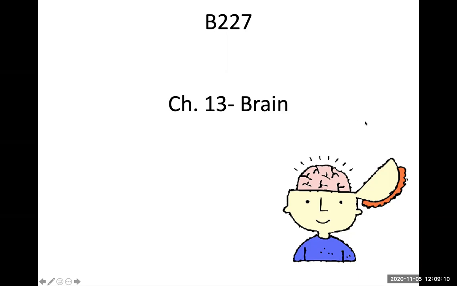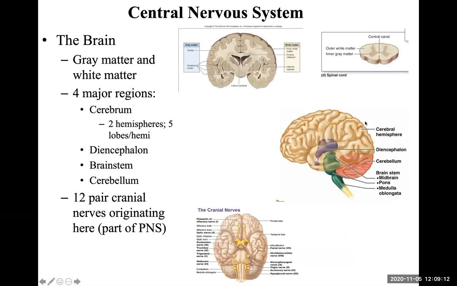Chapter 13 will all be on the test. So the brain is made up, tissue-wise, of... We've already talked about the cells that make up nervous tissue. But if you do a cross section of the brain or a dissection of the brain, you will notice that there are differences as far as the colors of the tissue that you are seeing. We call that different tissue gray matter and white matter.